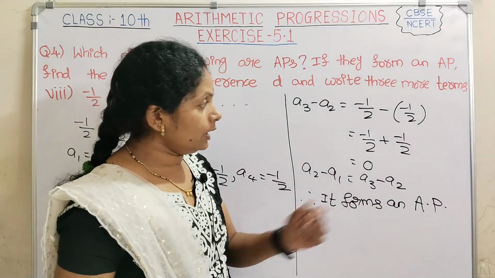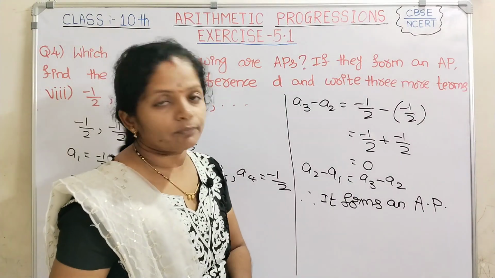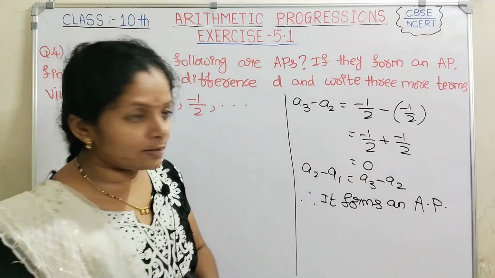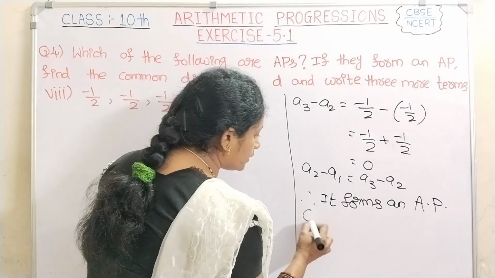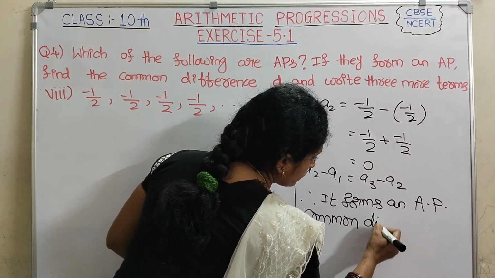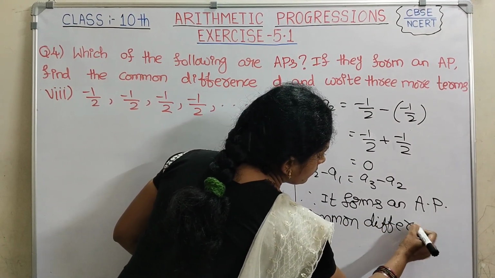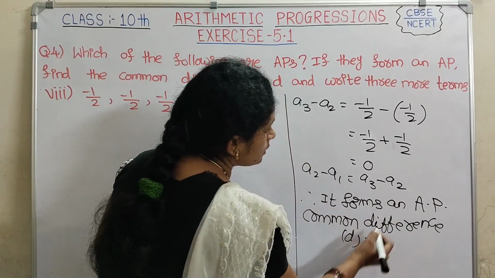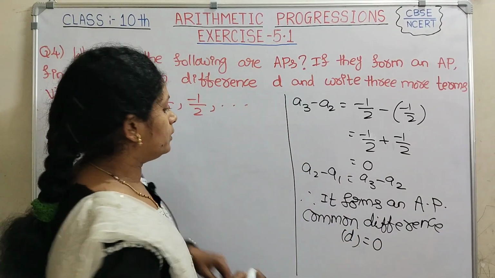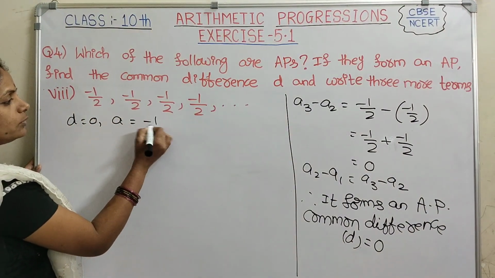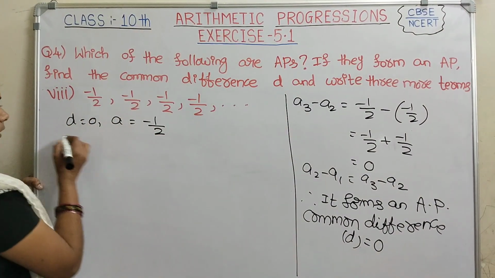We have to find the next 3 more terms. It is also asked that we calculate the common difference. Calculate the common difference here. Common difference D is equal to 0. We found D is equal to 0 and A is equal to minus 1 by 2.